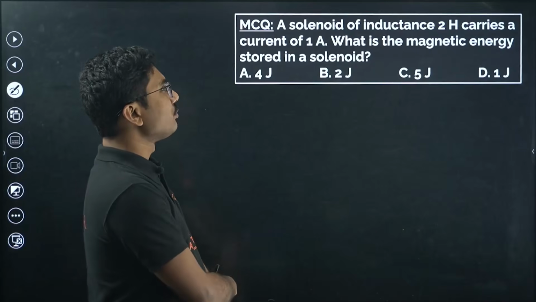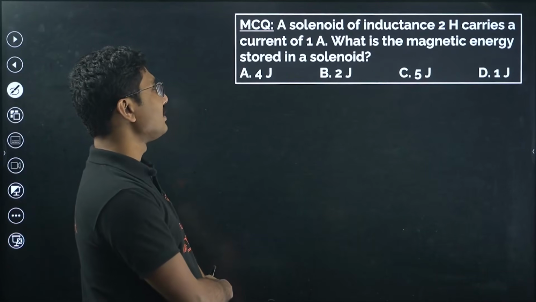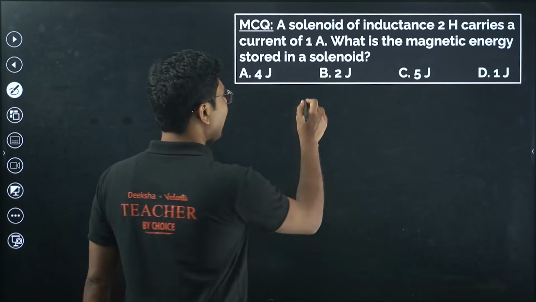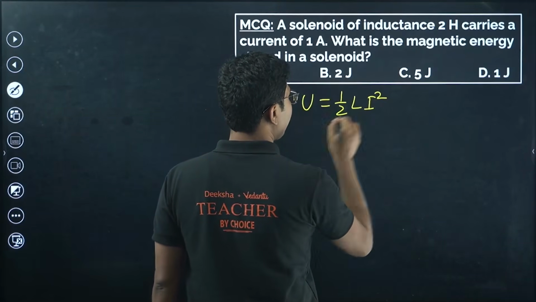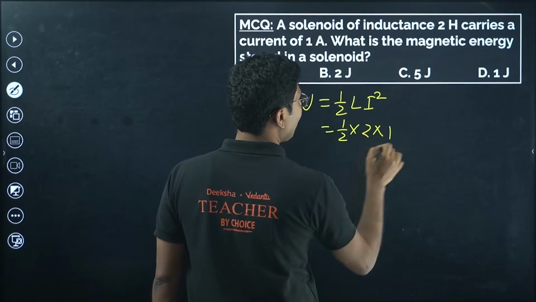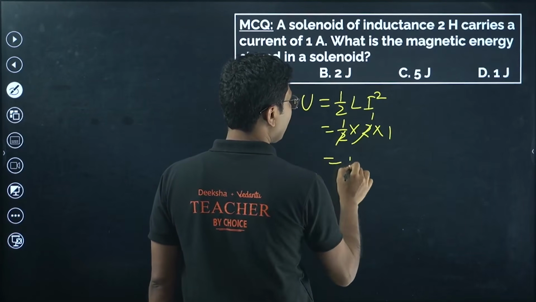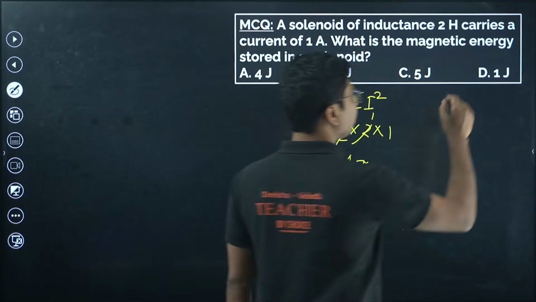A solenoid of inductance 2 Henry carries a current of 1 ampere. What is the magnetic energy stored in the solenoid? Very easy. Magnetic energy stored is half L I square. So half into L is 2, I is 1. So energy stored is only 1 joule.